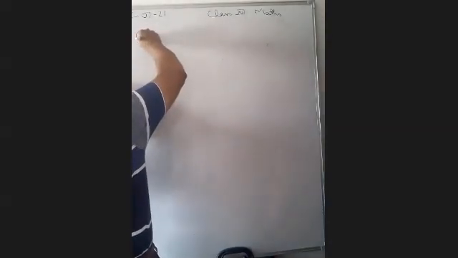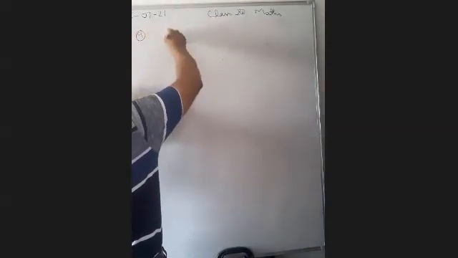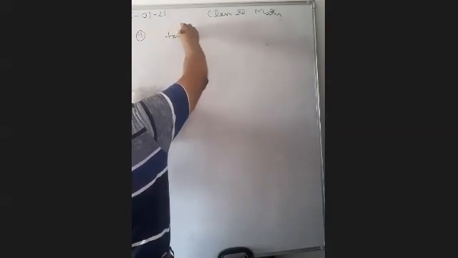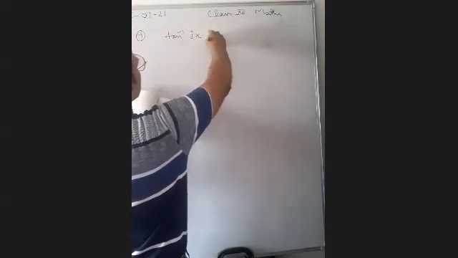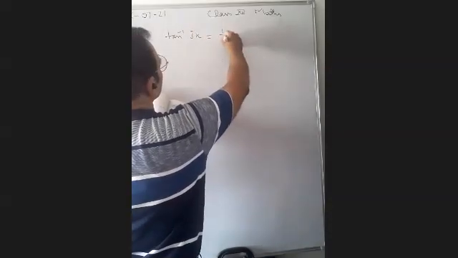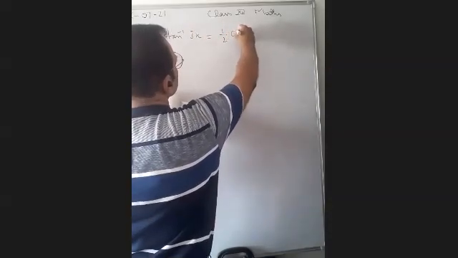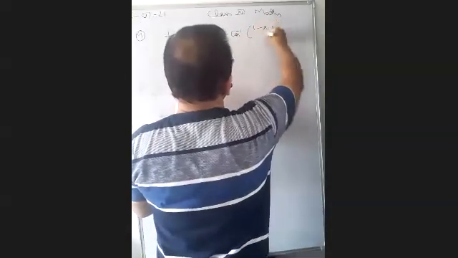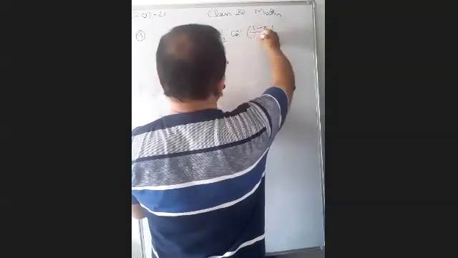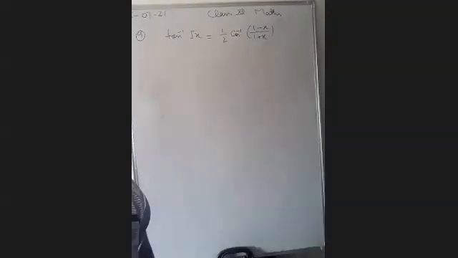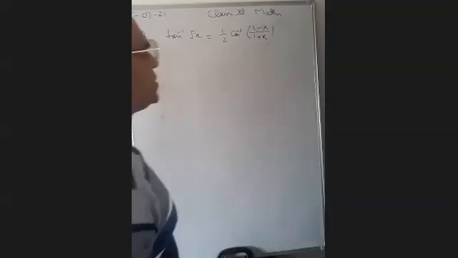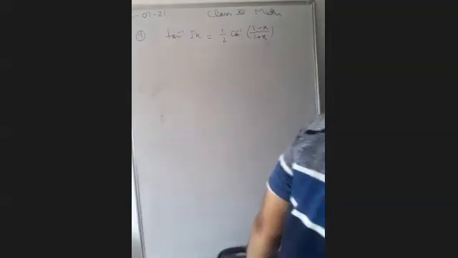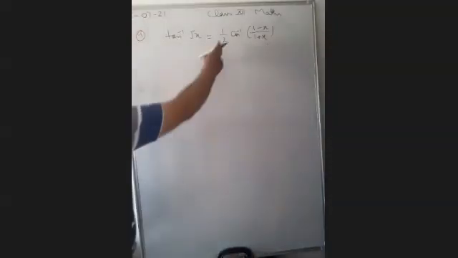9 देखो, 9 में आपका tan inverse root x equal to 1/2 cos inverse (1 minus x)/(1 plus x). We have to prove this one. तो प्रूव करने के लिए what we are doing, the left hand side in tan inverse और right hand term in cos inverse. So we can shift to here also.